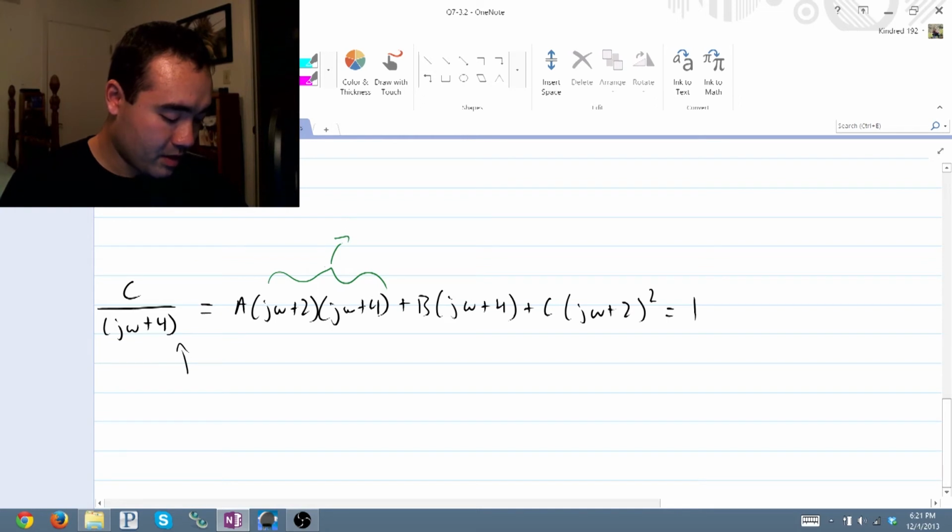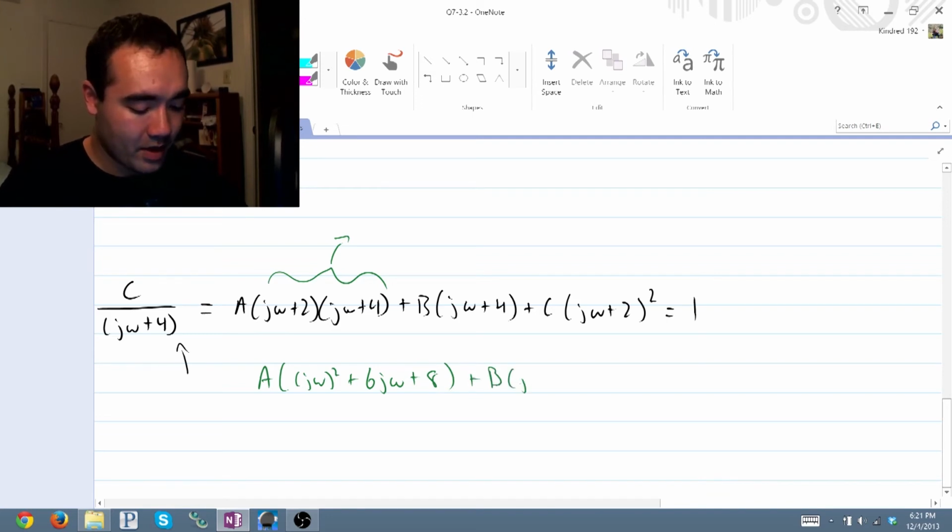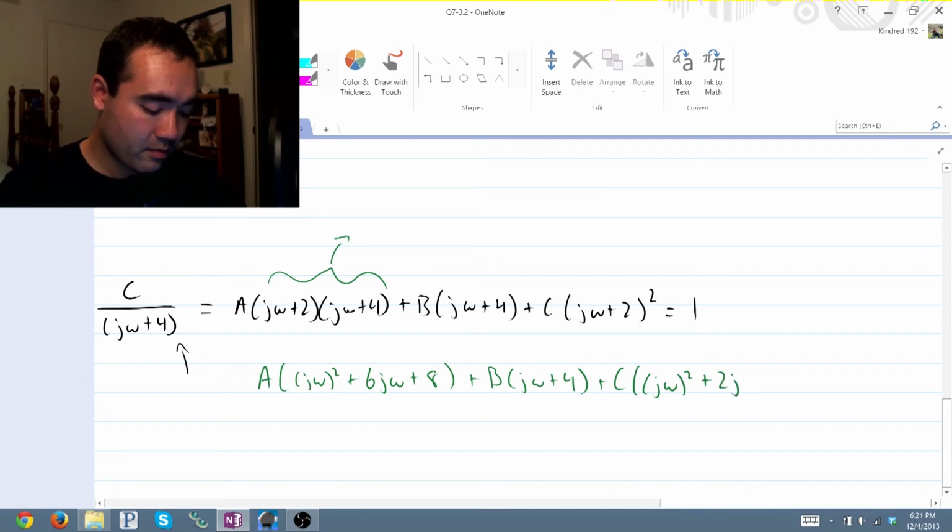So I'm going to go ahead and simplify this guy. Let me just rewrite it here: A times j omega squared plus 6j omega plus 8, plus b times j omega plus 4, plus c, and we'll go ahead and expand this to j omega squared plus 4 j omega plus 4. All of this equals 1.